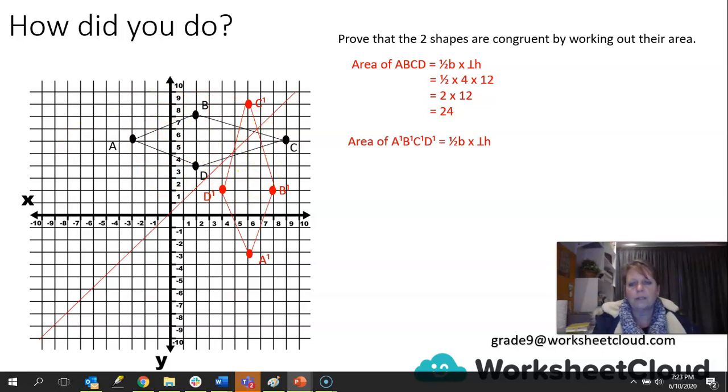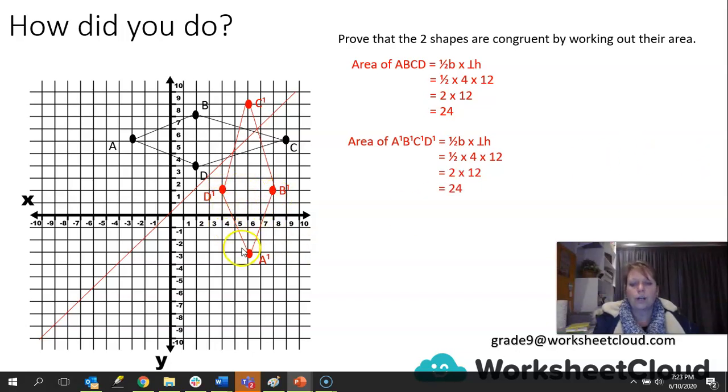So if we look at the base here, 1, 2, 3, 4. Okay, our base is 4. What is our height? 1, 2, 3, 4, 5, 6, 7, 8, 9, 10, 11, 12. Okay, so our measurements are the same, but let's go through the motions of working it out. So it's half times 4 times 12. 4 times 12 is 48, and half that is 24. Or you can say half times 4 is 2 times 12 is 24.